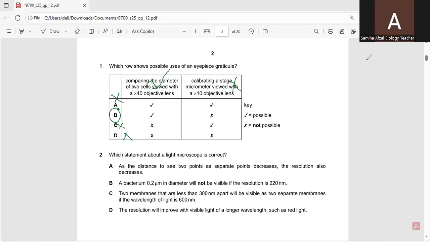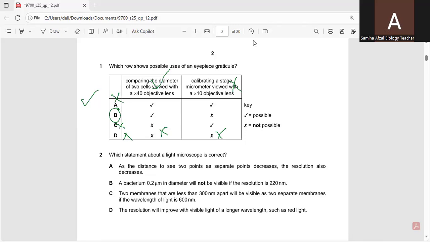So these are not the correct options. So only B is the correct option, because the eyepiece reticule is used to compare the diameter of two cells when we view with the power of 40 objective lens. On the other hand, we calibrate the eyepiece reticule with the help of stage micrometer, not the eyepiece reticule being used to calibrate a stage micrometer.